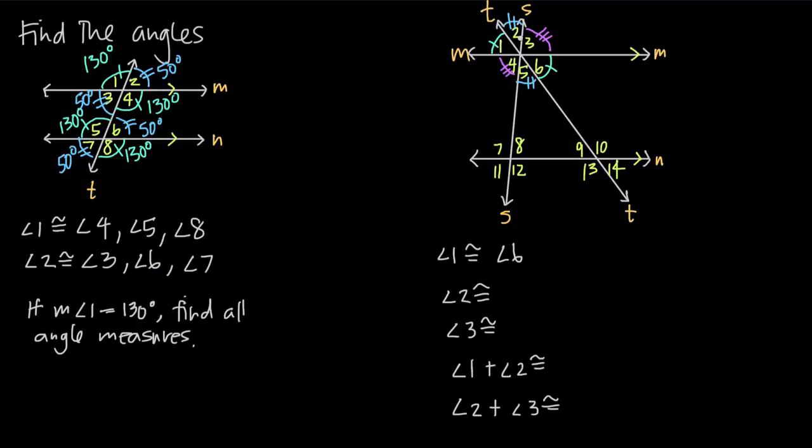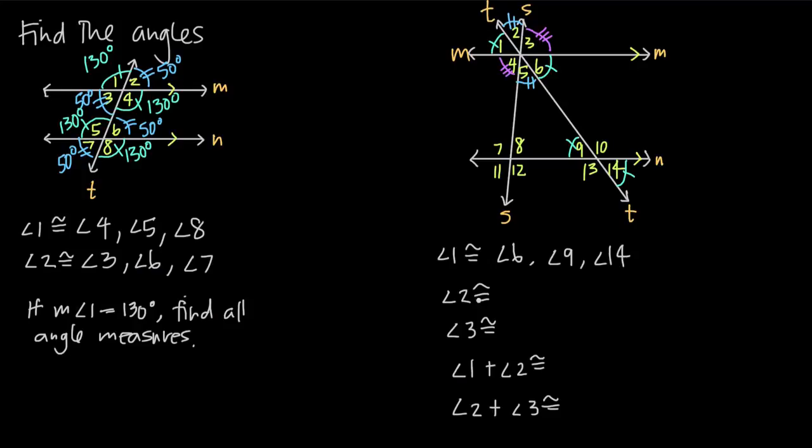So if I go look at the intersection of the line T with the line that's parallel to M, N, so if I go look down here, what I see is that 1 and 9 are corresponding angles, which means that they're also congruent. 6 and 14 are corresponding angles, and I already know that 1 and 6 are congruent, so that means 1 and 14 have to be congruent. So 1, 6, 9, and 14 are all congruent angles.